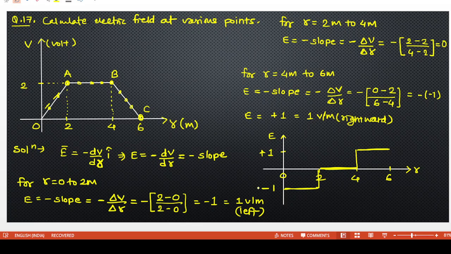So for 0 to 2, the field is uniform but leftward. For 2 to 4 it is 0, means 0 can be taken as uniform also, no problem. For 4 to 6, the field is again 1 everywhere but rightward. So this is a uniform field because it is the same at all points. For 0 to 2, this is a uniform field, it is 1 but leftward.